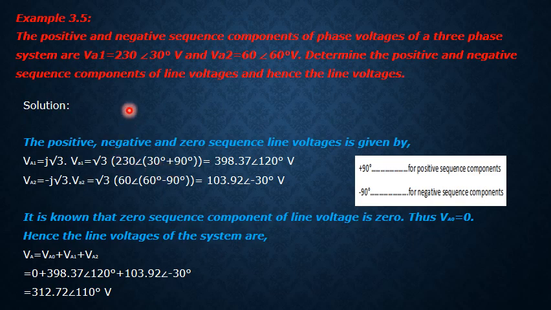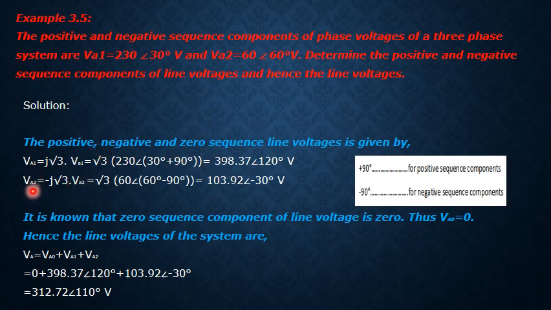Okay, so what is the phase voltage given for the positive sequence? It is 230 at an angle of 30 degrees, but how much angle is it making? It is leading by an angle of 90 degrees, right? Leading means plus 90 degrees. So 30 plus 90 degrees you need to add. If you simplify it, you are going to get the line voltage. So from this phase voltage we converted into the line voltage of the respective components.